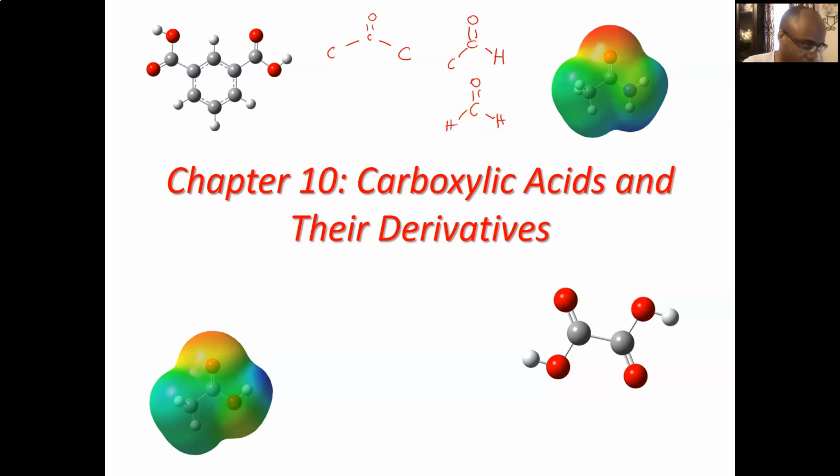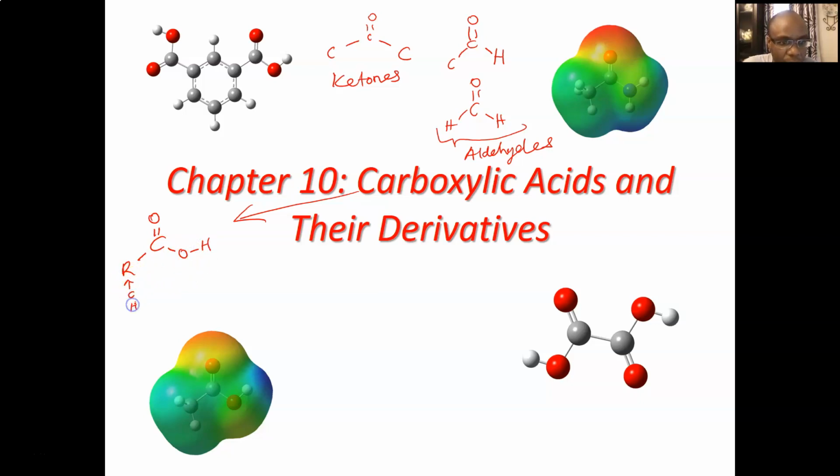Okay, so we discussed those ketones, and these two guys are general representations of aldehydes. But those are not the only carbonyl containing compounds. So we'll discuss carboxylic acids, okay, which will have this general structure. This could be a carbon or a hydrogen.